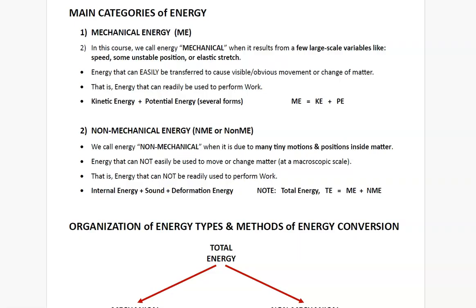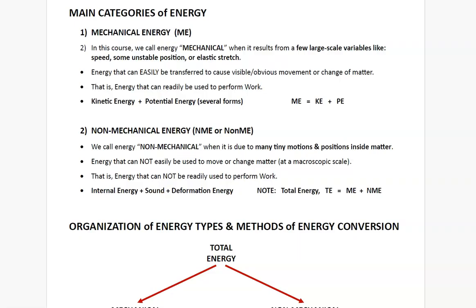It's the form of energy that's usually due to many, many tiny motions. When I say tiny motions, I mean the motions of atoms and molecules and even subatomic particles inside of matter and their unusual positions. Energy from non-mechanical energy is hard to be used to move matter or change matter at a macroscopic scale, and therefore it's not easily used to perform usable work.